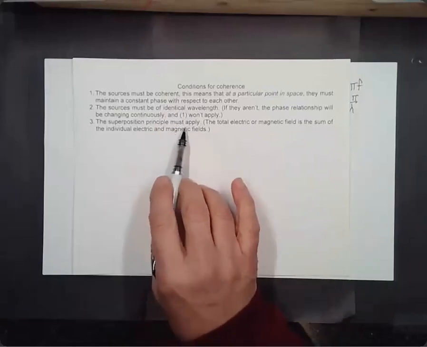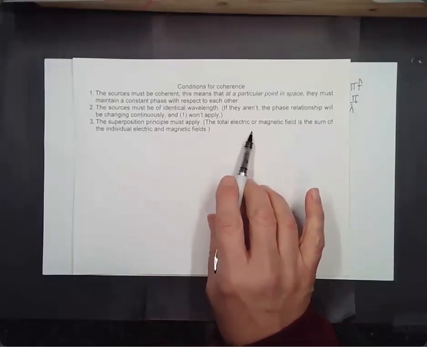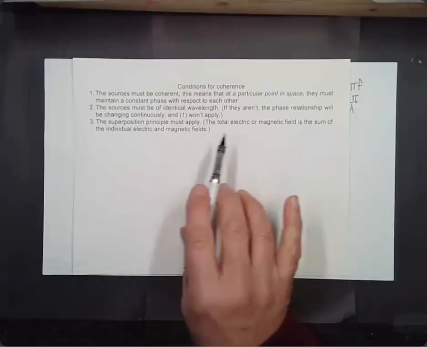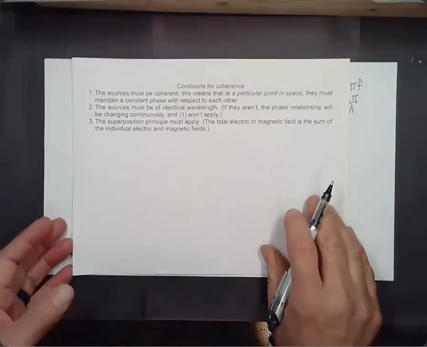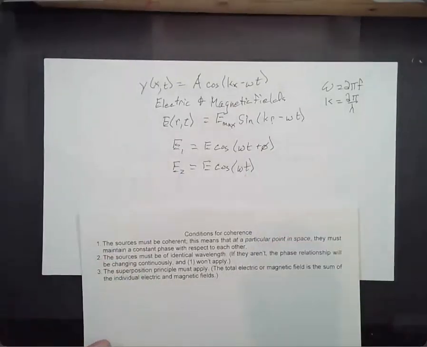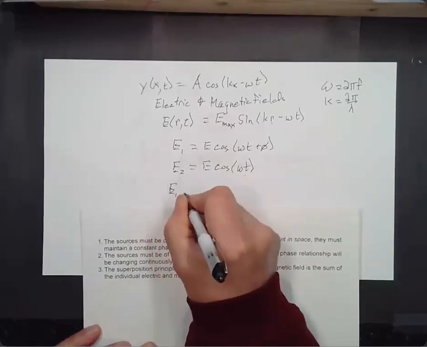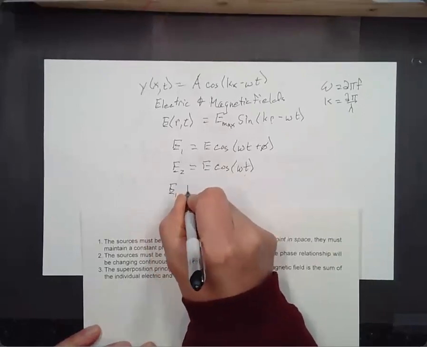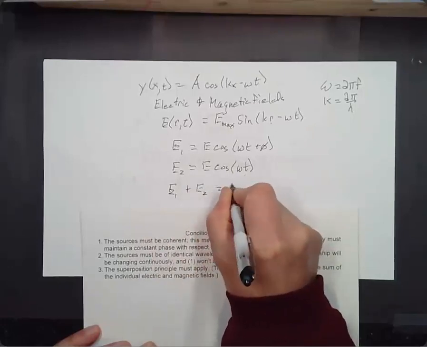And then the superposition principle must apply. The total electric or magnetic field is the sum of the individual electric and magnetic fields. So for this thing I was describing over here, at some point in space, you'd be interested in E1 plus E2. That'll be our E total.